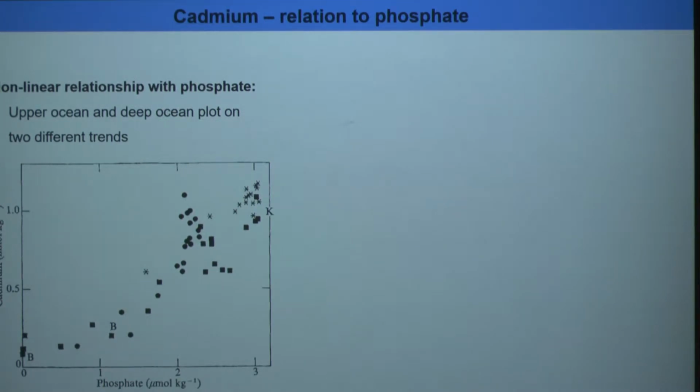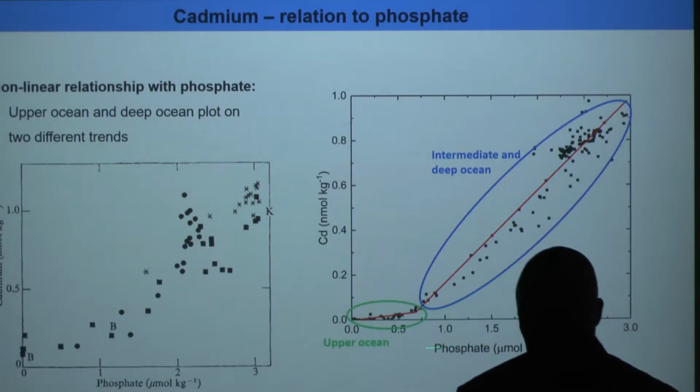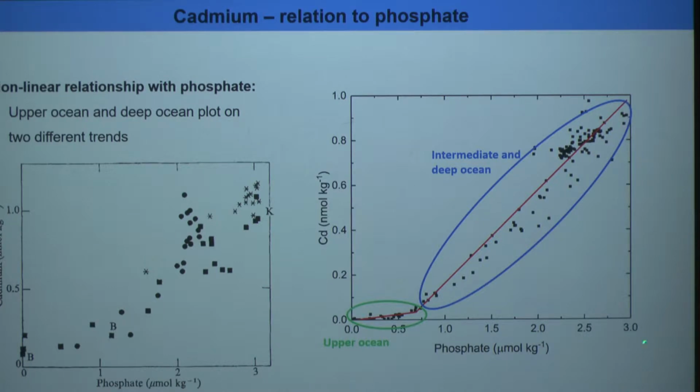So then again, coming back to this first study from Ed Boyle, these are from the three profiles he measured. You could already see that it's not quite linear, so a somewhat non-linear relationship between cadmium and phosphate. Again, it becomes more obvious if we use more recent data. So this is the Pacific section again, and you can see that the low surface concentrations plot at the lower end here, both for cadmium and phosphate, and they form one trend, and then everything below the intermediate and deep ocean plots on this upper line up here.